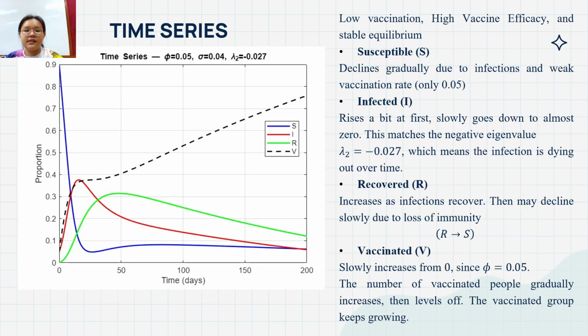So for the second scenario, although the vaccination is still low, the vaccine itself is effective, and thus the susceptible decline slowly, the infected rise slightly, and then decrease over time as lambda 2 is less than 0. The recovered individuals increase and then slightly decline due to loss of immunity. The vaccinated group slowly grows and plateaus. So even with low vaccination, the high efficacy helps to suppress the disease.